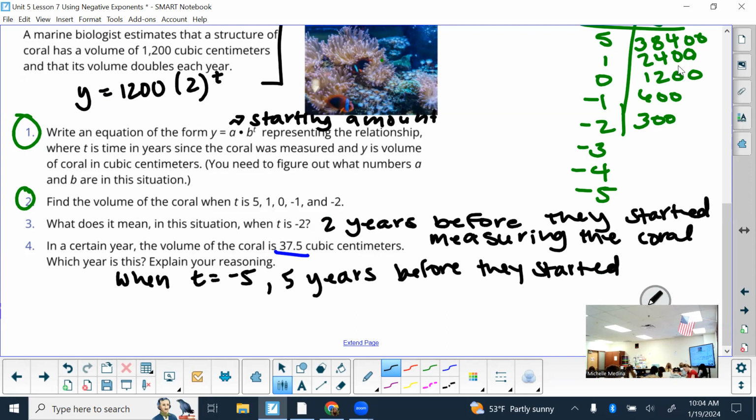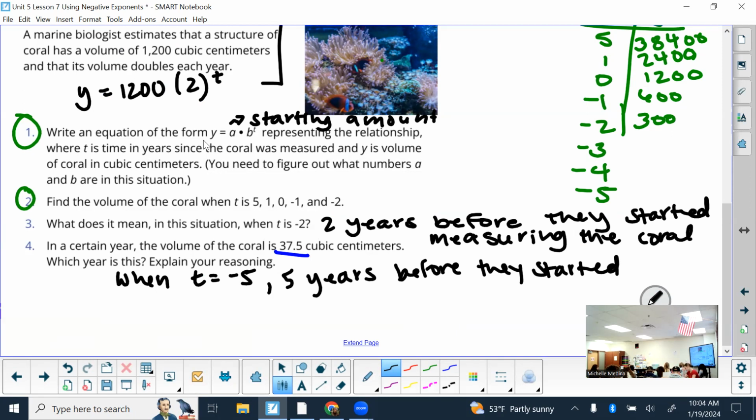And also notice, if I was going year by year, it was doubling, like timesing by 2. When I'm having to work backwards, I'm not timesing by 2 anymore. I'm timesing by 1/2 when I was working backwards. But we had the equation, so that's good. Questions on that?